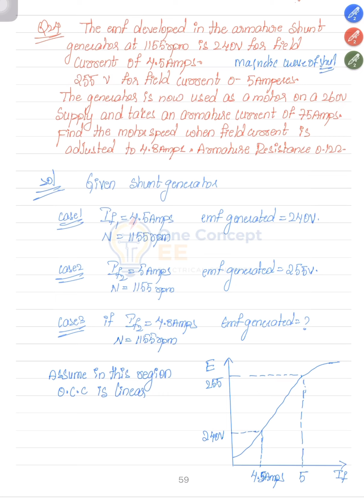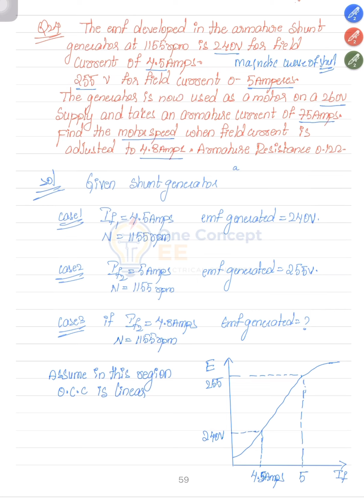Let's solve this question. Here the data given is the EMF developed in the armature of a shunt generator at a speed of 1155 rpm is 240 volts at a field current of 4.5 amps. Similarly, at a field current of 5 amps, it is producing an armature induced voltage of 255 volts. Now, this generator is operating as a motor at a terminal voltage of 260 volts in the armature, and it is taking an armature current of 75 amps. They are asking to find the motor speed if the field current is adjusted to 4.8 amps.